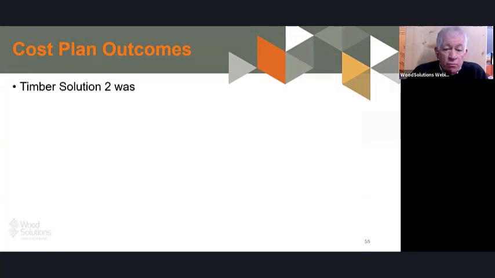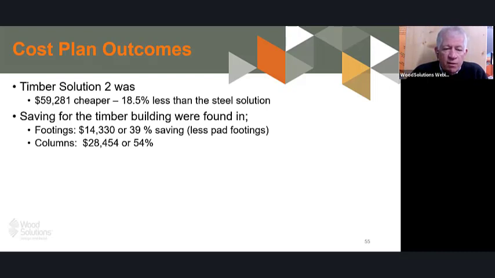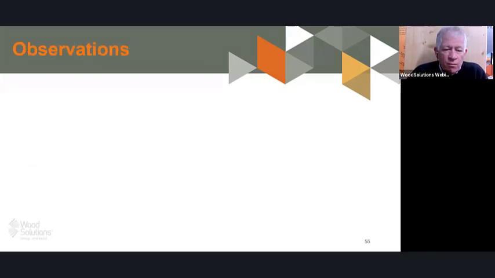So what caused that? $59,000 cheaper, 18.5% cheaper than the steel solution, and the saving of the timber building was found in the footings. Obviously, a little bit cheaper because there's less of them. Makes sense. Columns were substantially cheaper. The external wall was a little bit cheaper.